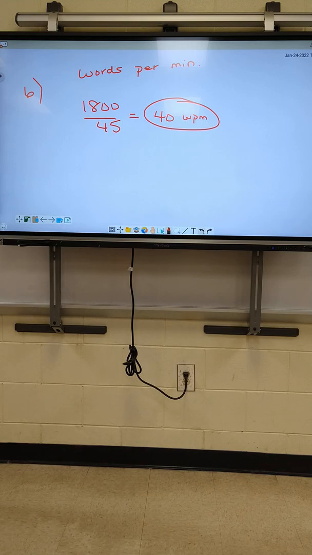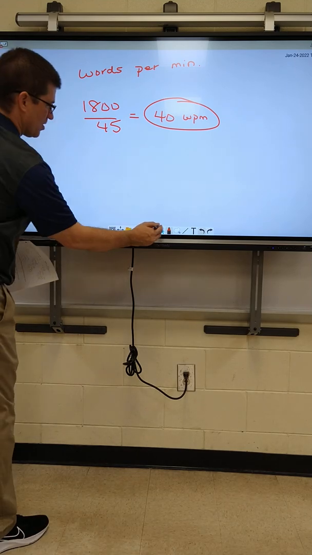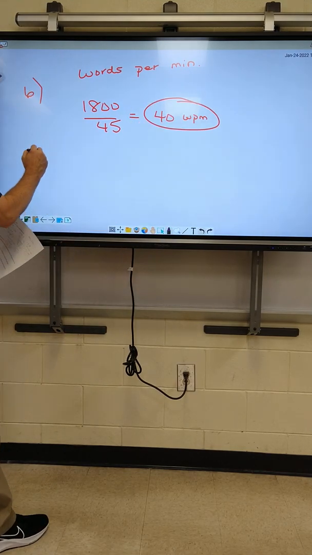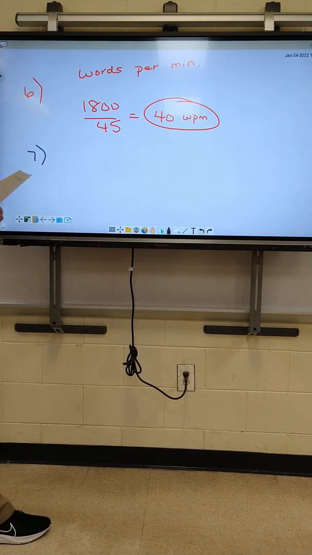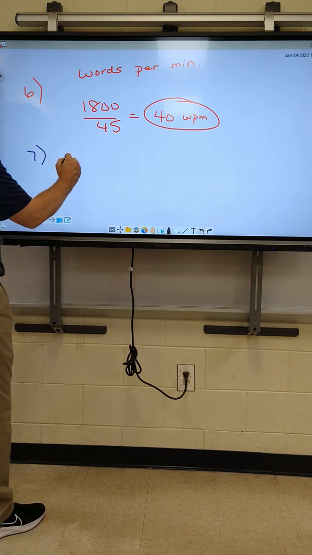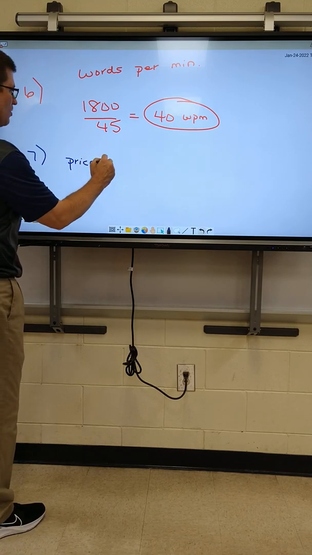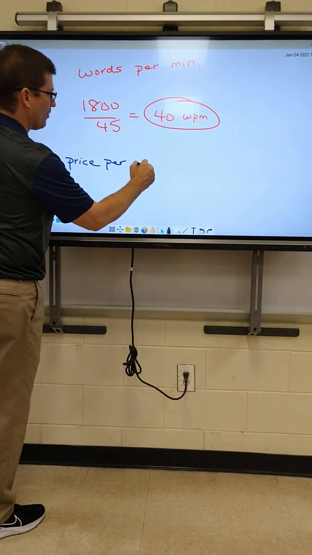All right, Jacob, you good on 6? Yes, sir. All right, let's go to 7. Number 7 says Sally bought 12 apples for $4.60. What is her unit price for each apple? That means price per apple.